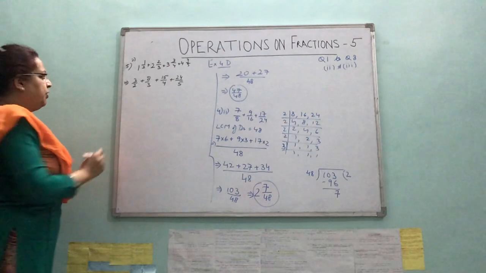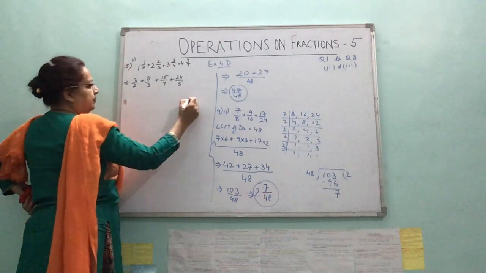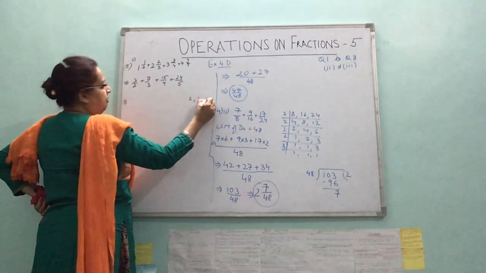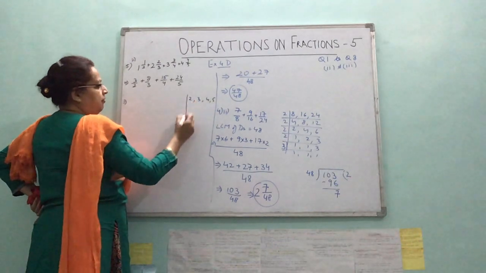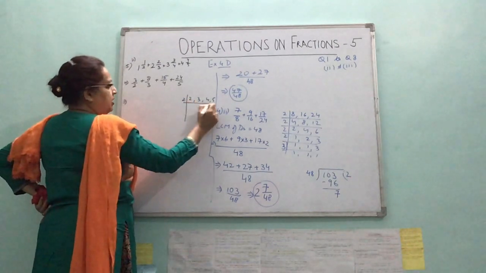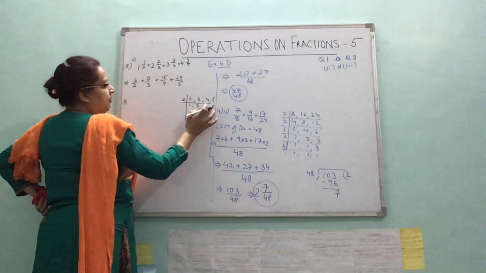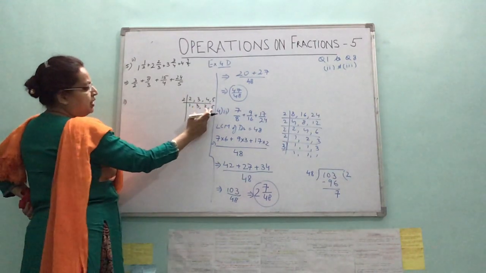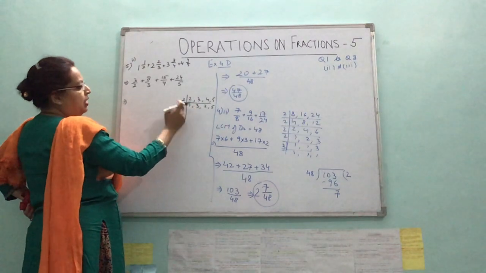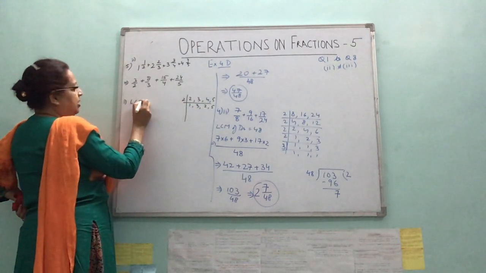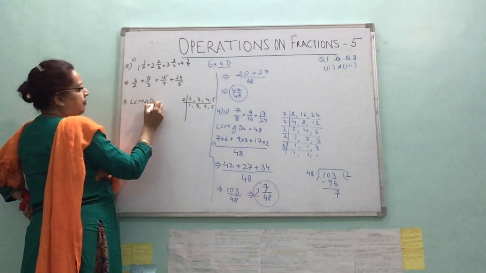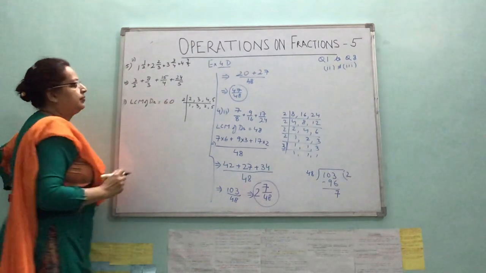Now find the LCM of the denominators. Well, 2, 3, 4, 5. If you can do it orally, well and good. Otherwise, let's do it. Now we know there is no common factor, so 5 into 2 into 6. The LCM of the denominators is 60.